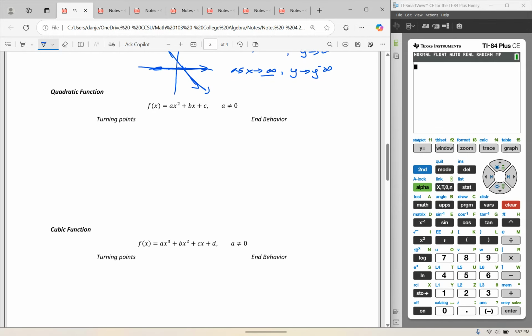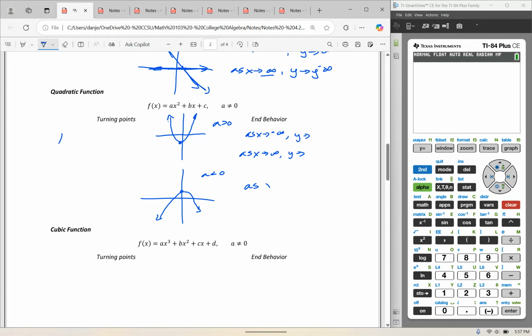In a quadratic function, if a is positive, we have a parabola that's concave up. If a is negative, we have a parabola that's concave down. There's one turning point. The turning point is at the vertex. Okay, one turning point. The end behavior is again as x approaches negative infinity, what's y doing? What is y approaching? As x approaches positive infinity, what is y approaching?